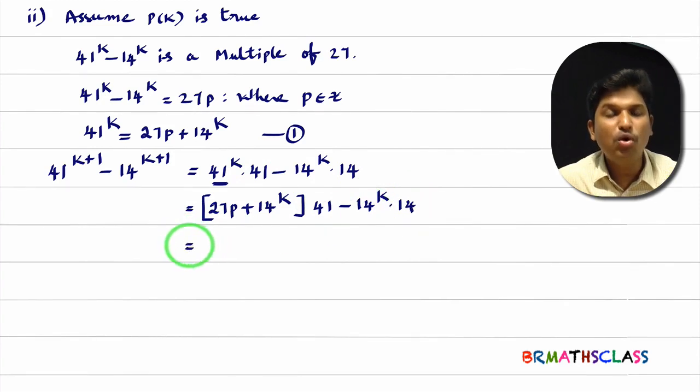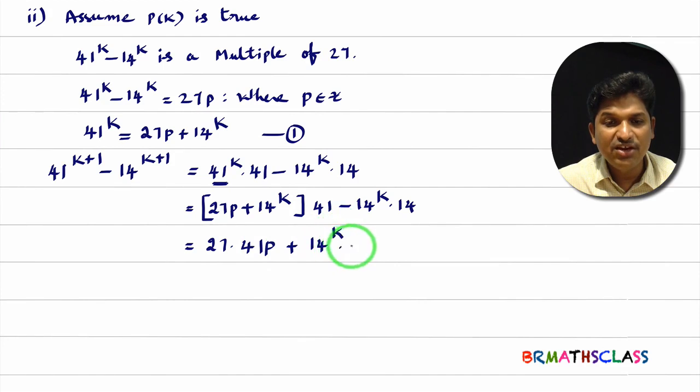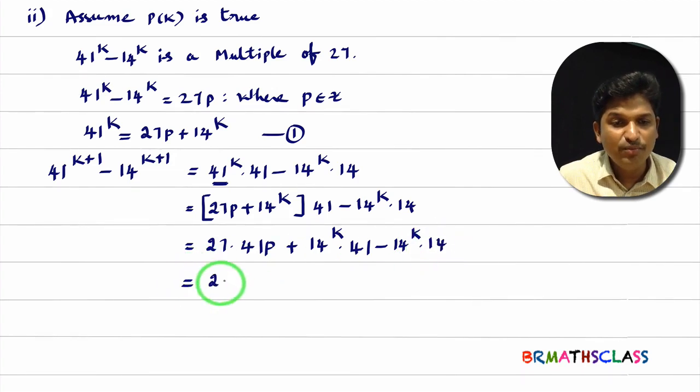Good. Now, keep in your mind, we are trying to prove that this expression is a multiple of 27. Whenever you get something like 27, you do not multiply it with another number. You keep 27 as it is. So here you multiply these things. What you will get? 27 into p into 41, that is 41p, plus 14 power k into 41 minus 14 power k into 14. Okay, that equals 27 into 41p plus.